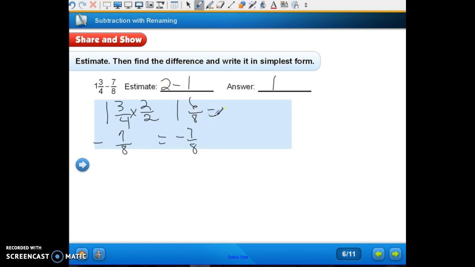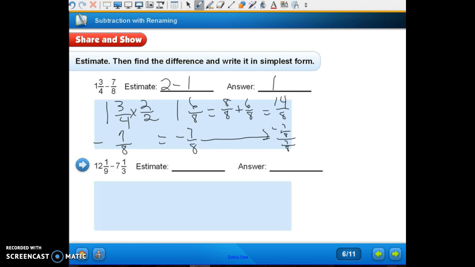So 1 could be renamed to 8/8, right? Plus our 6/8 to equal 8 plus 6 is 14/8. Take your 7/8 and put it over here. We're minusing 7/8 to get an answer of 7/8. Is 7/8 close to our estimate of 1? Yes, it certainly is.